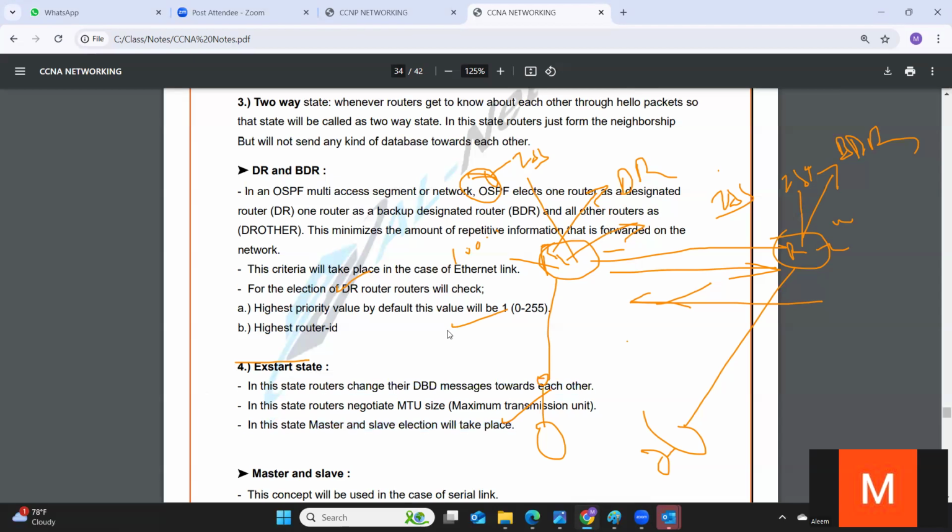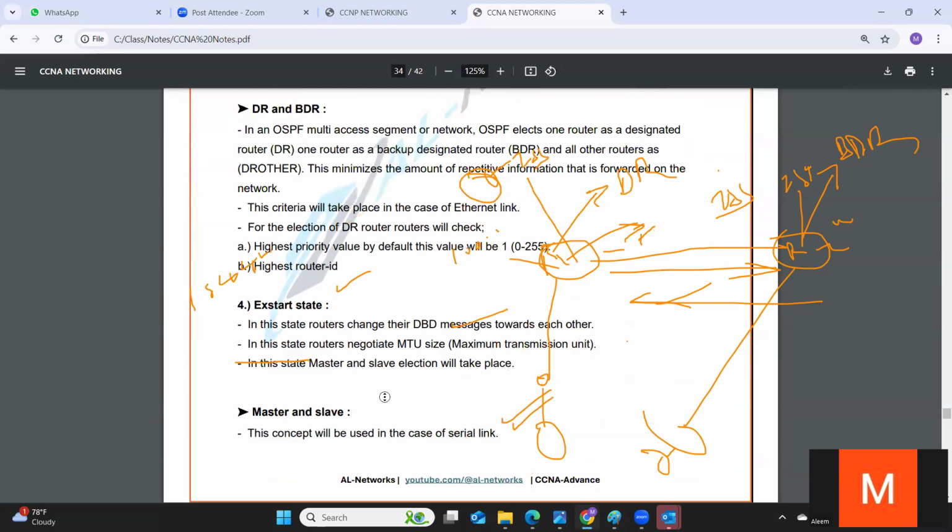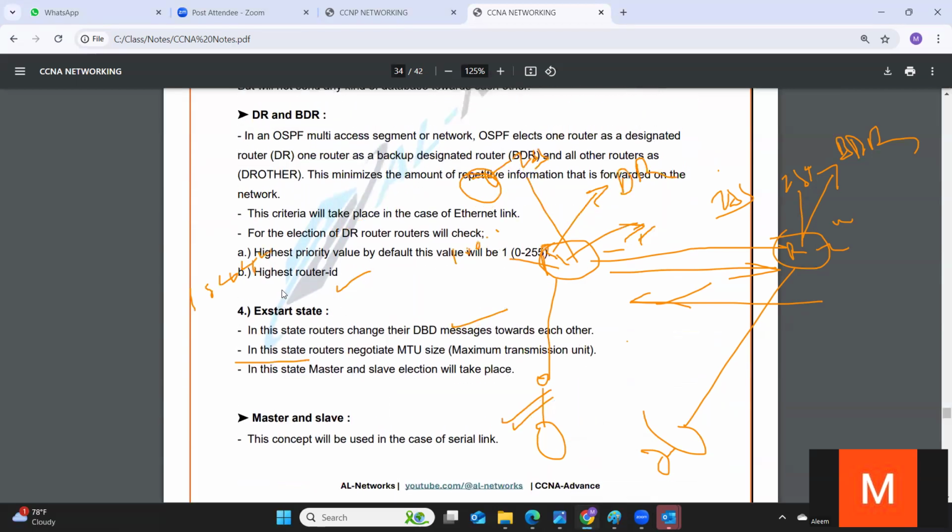If we are using point-to-point connectivity or a serial cable, the DR-BDR election will not happen. If you are using Fast Ethernet, then DR-BDR is there. Serial links are what we usually used earlier, with 1544 kbps speed only. Nowadays we are not using them. Even so, on those routers the master and slave election will be done, with the same conditions: it checks the priority and then the highest router ID.